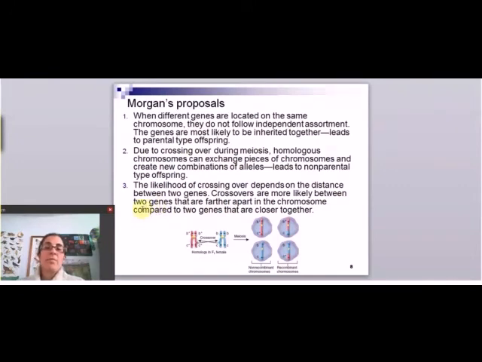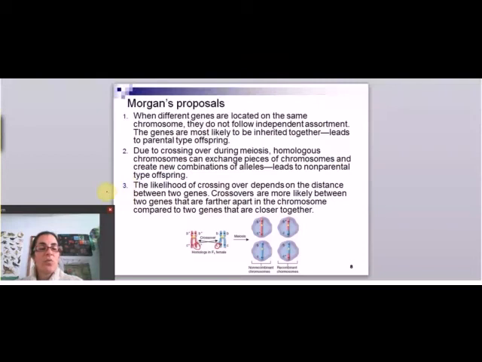So Thomas Hunt Morgan made 3 proposals, and just summarize them here. When genes are on the same chromosome, they're not going to follow the law of independent assortment that Mendel had. The genes are going to tend to be inherited together, and that's where the parental type offspring come from. Crossover will occur during meiosis, where the homologous chromosomes, just to remind you, will exchange pieces. When these exchanged pieces become part of the gamete and get fertilized, that'll lead to non-parental type offspring, or the recombinant offspring.